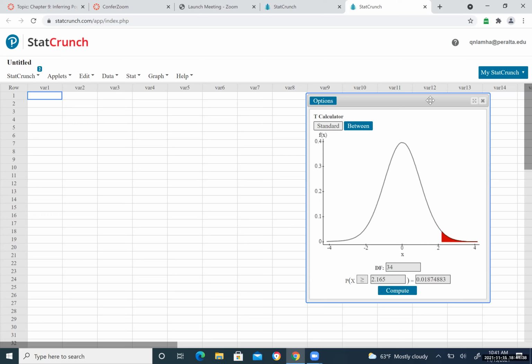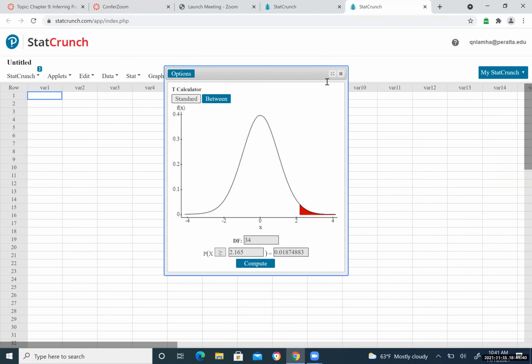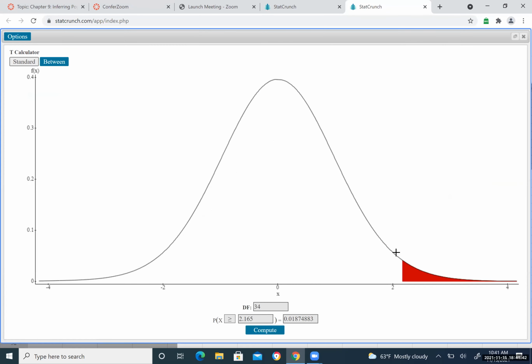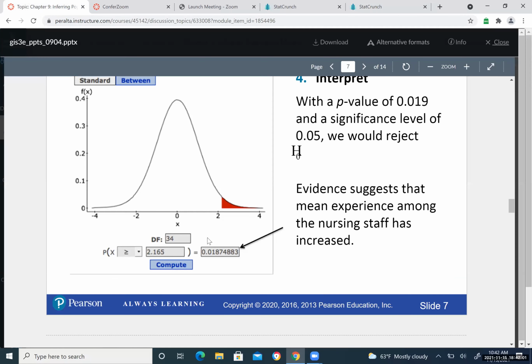We have the solution as the right tail. This is the T calculator, right? You go to Stat, you go to T, you go to Calculator, and you go to T. When I type it in, I have the p-value on the right side, which is the red part, 0.0187. Let me go back to see. 0.0187. So we got this p-value.